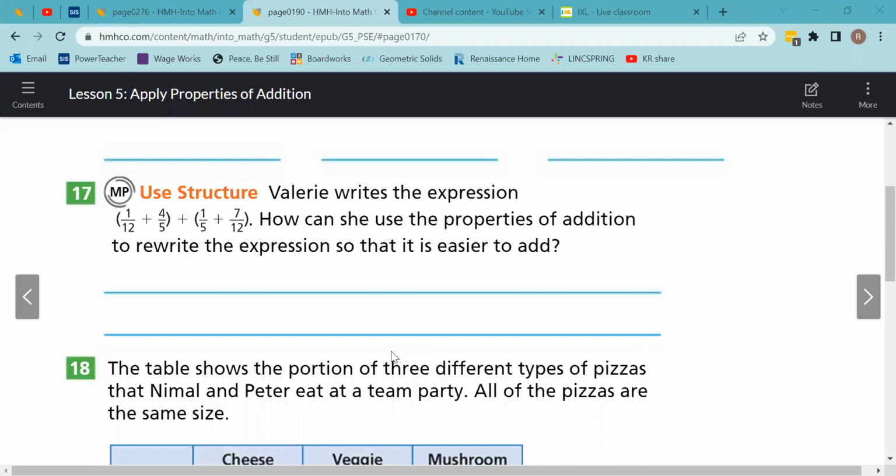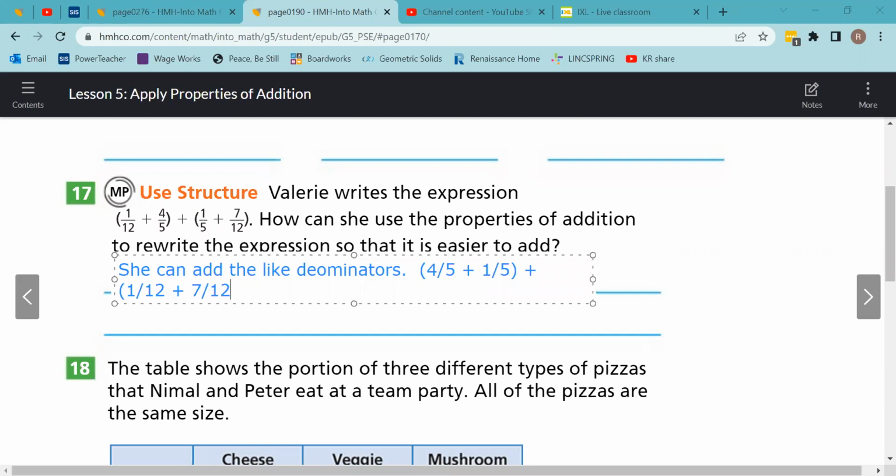Number 17, Valerie writes the expression 1/12 plus 4/5 plus 1/5 plus 7/12. How can she use the properties of addition to rewrite the expression so it's easier to add? Okay, you know the drill here. She can immediately add the like denominators or the common denominators, right? And if we want to push that together, we can do 4/5 plus 1/5. Add those together, then add 1/12 plus 7/12 and do all the adding and converting and all of that.